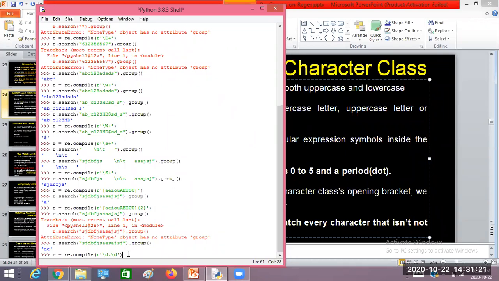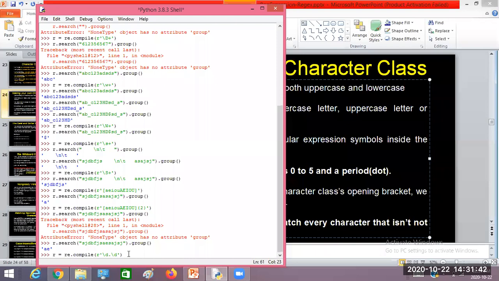Are you understanding, or will it not work? It won't work, sir. Why? What's the problem with this regular expression? For that dot, we need to put a backslash, because it's a meta character. Dot itself is a meta character, right?